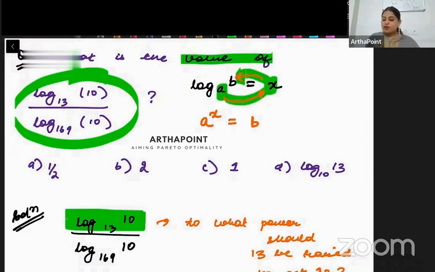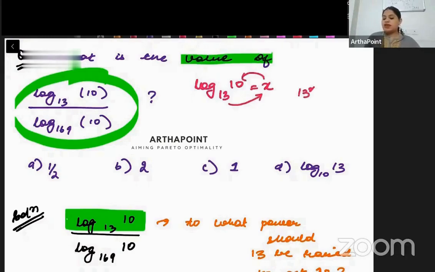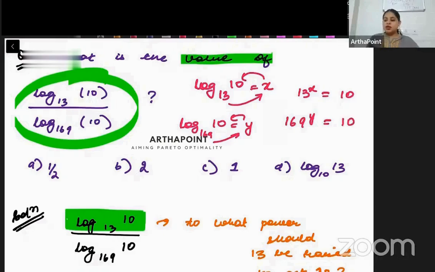So beta, if from here, suppose I tell you that, look, log 10 to the base 13 is x. It means to what power should 13 be raised to get 10? So 13 should be raised to the power x to get 10. Right? Similarly, to what power should 169 be raised to get 10? So 169 when raised to the power of y will give you 10. This is what it is asking. This is how you solve these kind of questions, right?